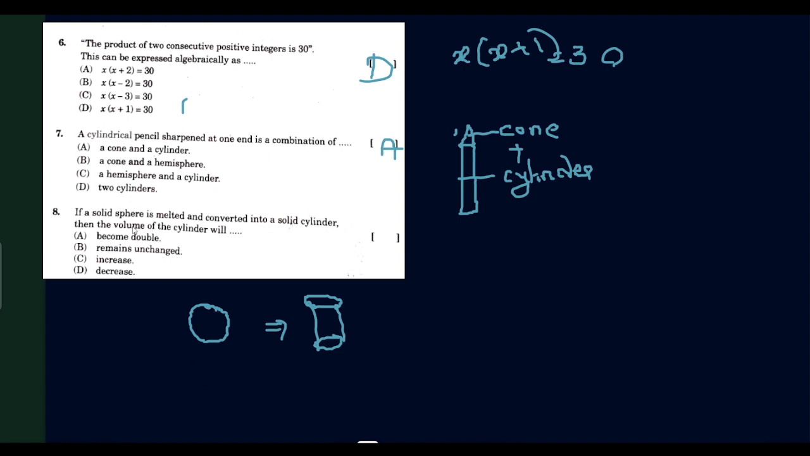So here it is asking that the volume of the cylinder becomes double, remains unchanged, increases, or decreases. No, no. So the option is B. Okay, now next, see.